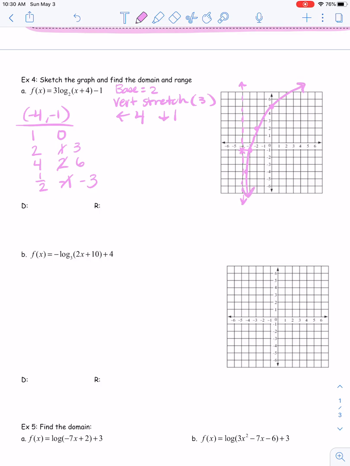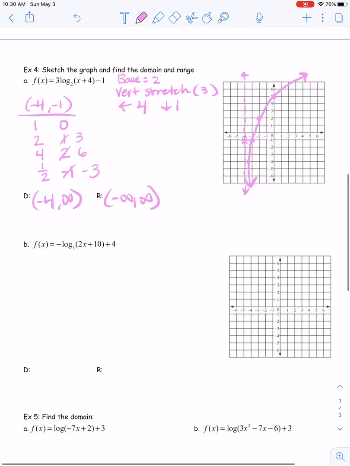I can immediately tell my domain. Remember, those are the x values. So that's going to be from -4 all the way to infinity. That's always going to be a parenthesis there because I cannot use an x value of -4, because if I do, that would make my argument 0, and I can't have an argument of 0 or anything less than 0. So it's always going to be a parenthesis there, not a bracket. Range, as we already know, is always going to be from -infinity to positive infinity.